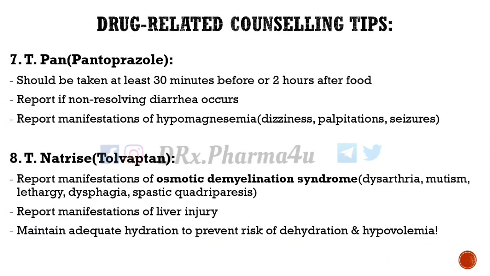Tolvaptan can actually cause osmotic demyelination syndrome. It's not very common, but it may happen in some. So the symptoms are dysarthria, mutism, very much of fatigue, tiredness, lethargy, dysphagia, difficulty in talking, and spastic quadriparesis. So if you are having this kind of symptoms, please do report.